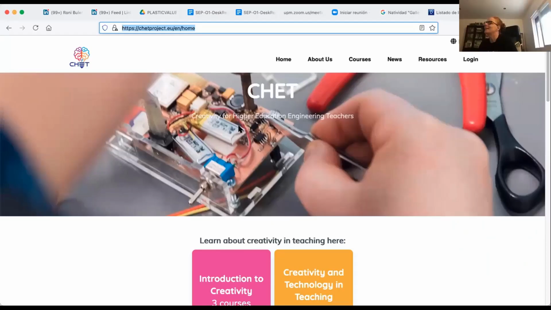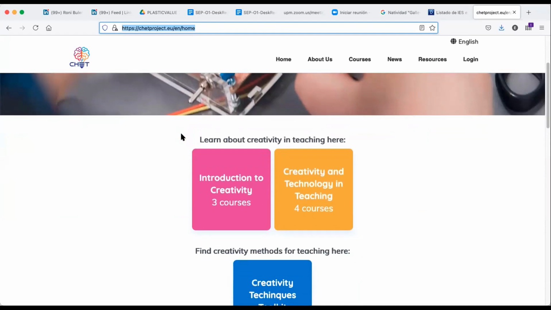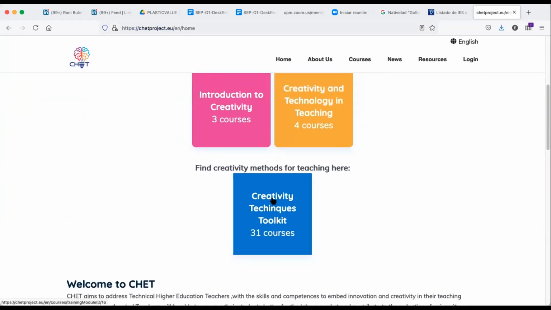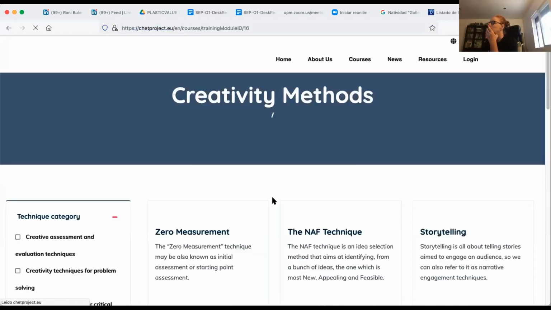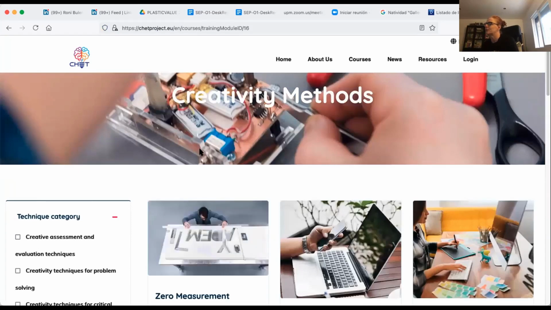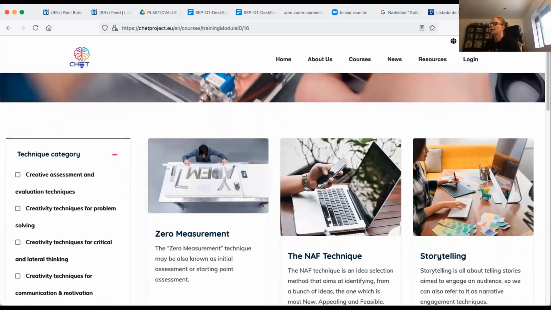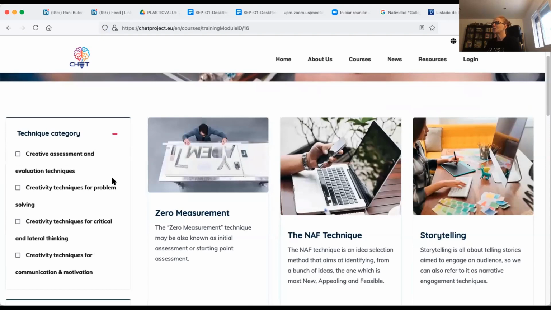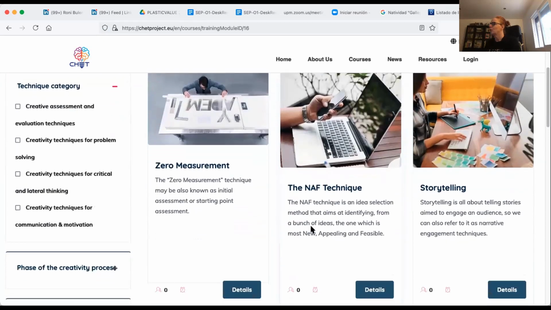So now I wanted to go, yeah, that's digital for you. Okay, so you should now see the website of CHET. Yes, we do. Okay, so if you go into the section which says all the creativity courses, it's what I said before. You can either just scroll through all of them.